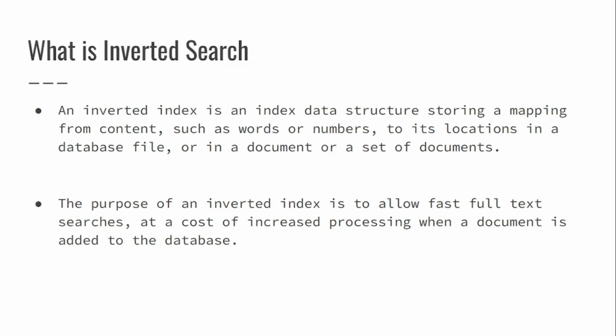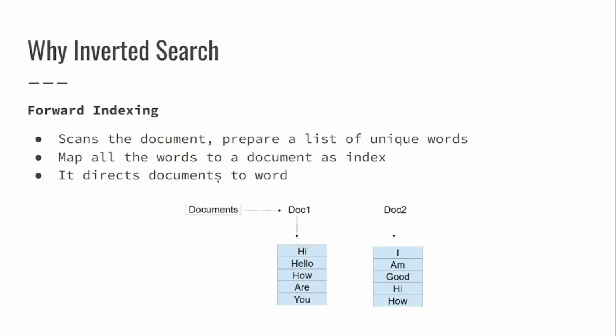So the purpose of this inverted index is to allow fast full text searches at a cost of increased processing when a document is added to the database. So why inverted search? What is the advantage of using inverted search? Before going into that part, we will discuss something about forward indexing.